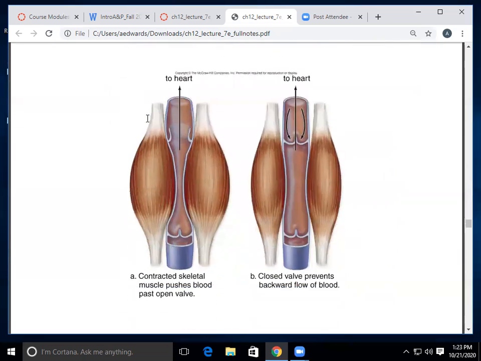Okay. So here's an example. The skeletal muscle pushing against a vein. Okay, it's squeezing that vein, it's pushing blood so it can move past the valves. And when the valves are closed, it prevents blood flow from moving back away from the heart. So blood only gets to go toward the heart in the vein.